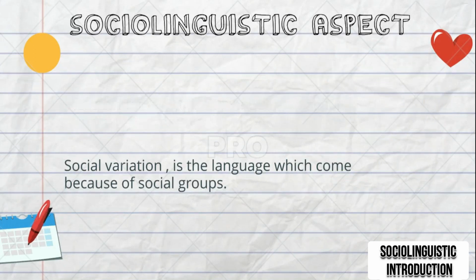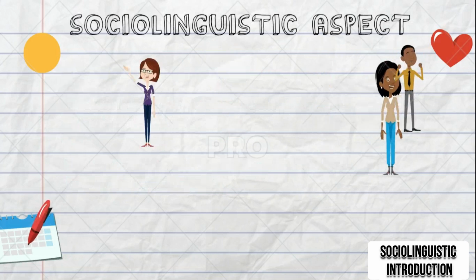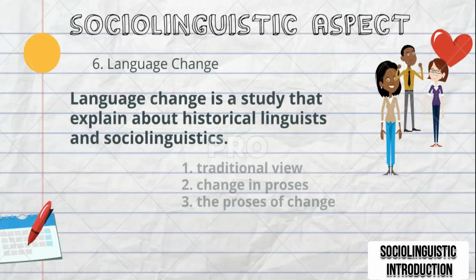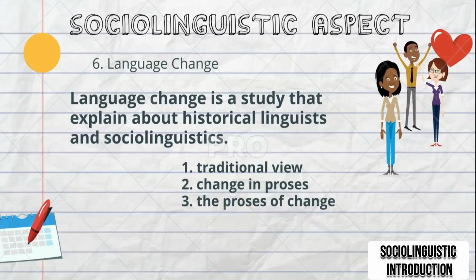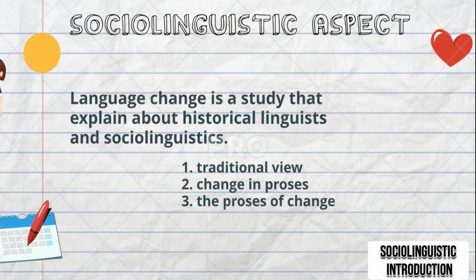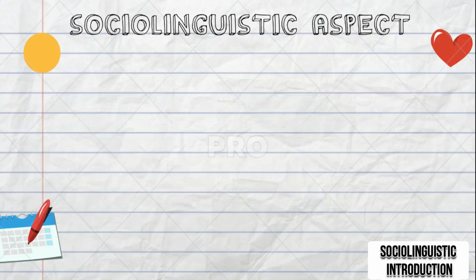Language change. Language change is a study that explains historical linguistics and sociolinguistic theory. Here there are three aspects to be discussed in language change: the traditional view, change in process, and then the process of changing the language. Language and culture. A particular language usually points to a specific group of people. When you interact with another language, you are also interacting with the culture that speaks the language. You cannot understand one's culture without assessing its language directly.